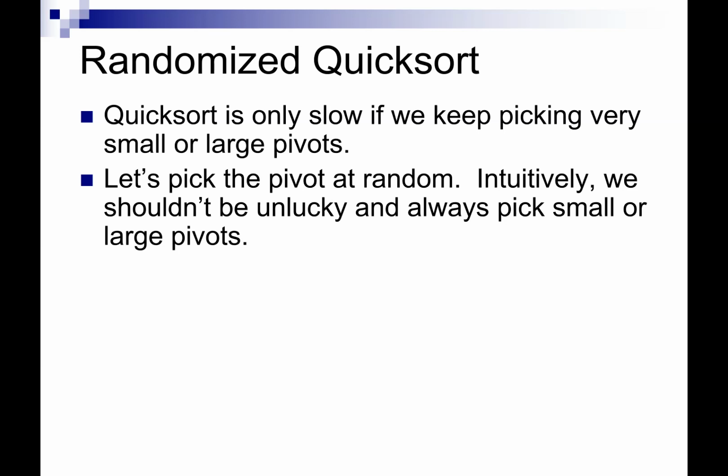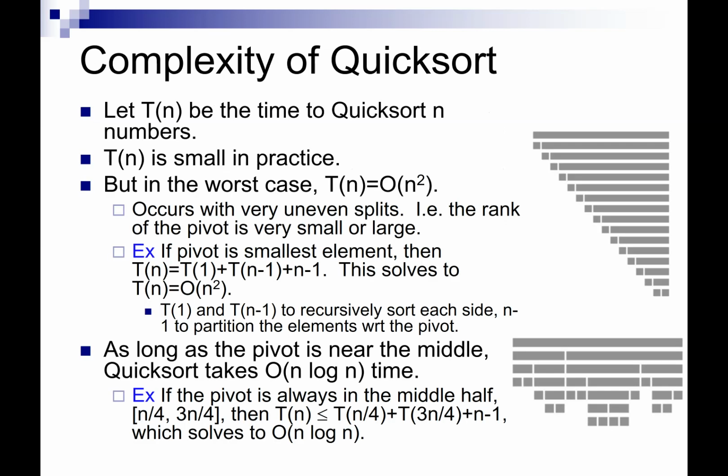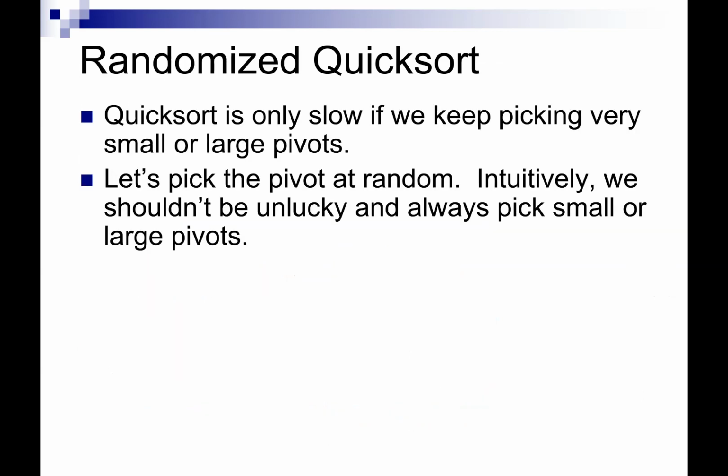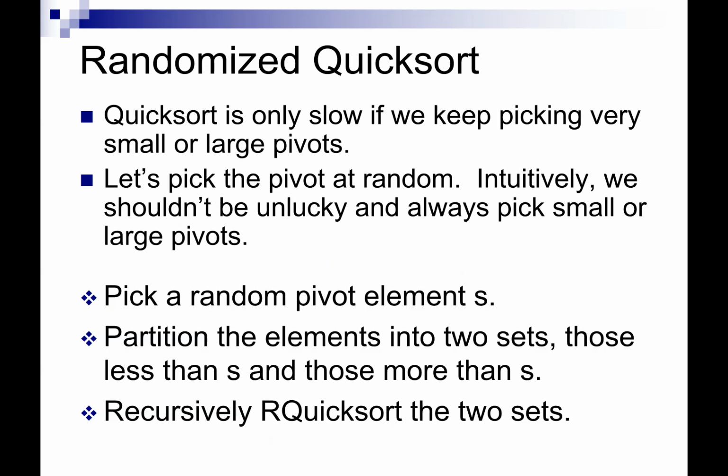Instead of picking one particular value, for example the first value in the array as the pivot, we're going to pick a random value. Now if you pick a random value, then intuitively, if you just want this value to be in the middle half of all of these values, you've got a 1/2 probability of this happening. And if this happens, then you get this sort of time complexity, and you get good performance. So this is why intuitively this randomized quicksort should work better than deterministic quicksort.